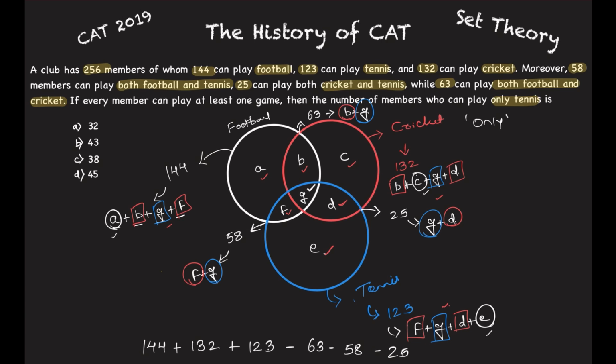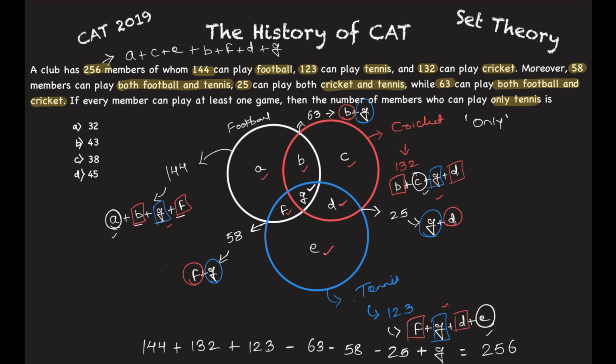No G is left. So if no G is left, you need to have 1G, right? Why? Because to complete the 256. What is 256 equal to? 256 is nothing but everything. That is A plus C plus E, which means exactly one game, A plus C plus E play exactly one game, plus B plus F plus D, which means exactly two games, plus G, that is exactly three games.